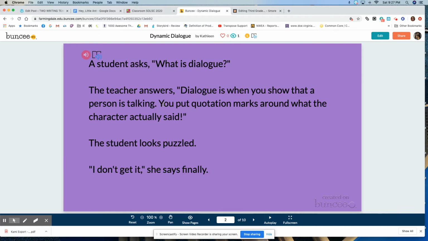The teacher's still talking. You put quotation marks around what the character actually said. After the punctuation goes the end quotation marks. And then the student again is saying, "I don't get it." And you can see quotation marks and quotation marks.